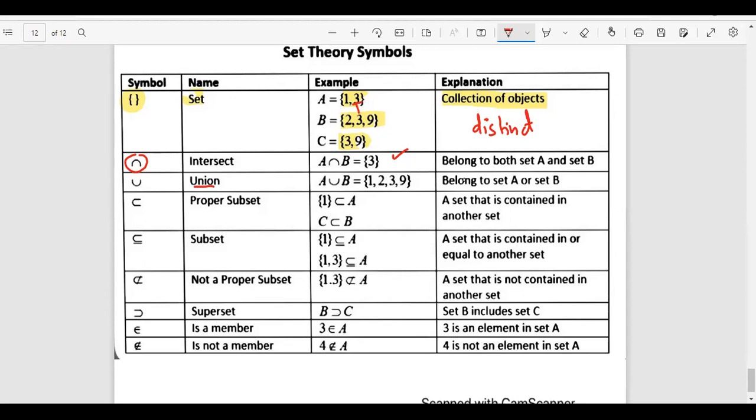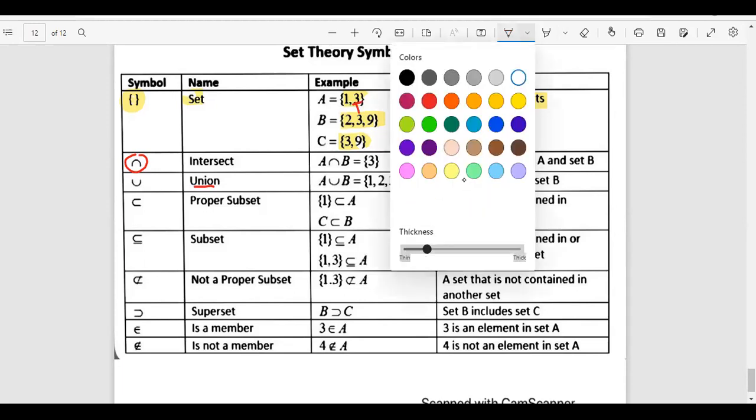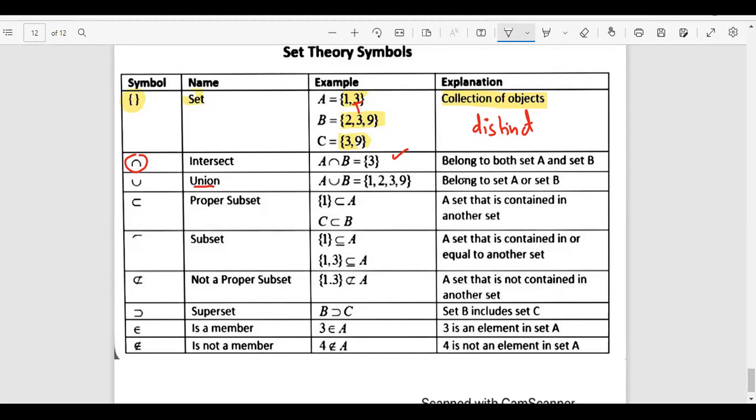Then let's just talk about, I'll just erase the other one because that would confuse you. This is not needed for now.